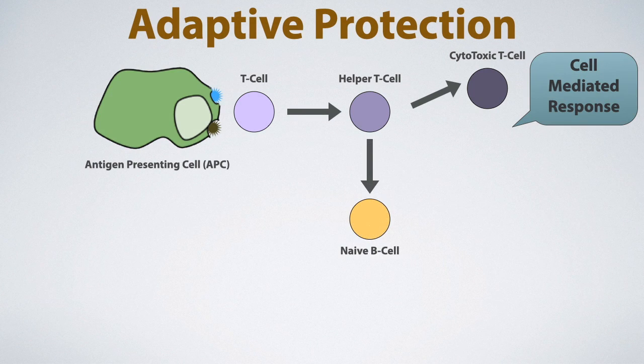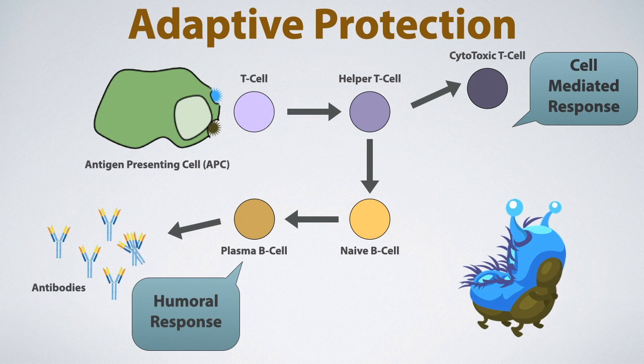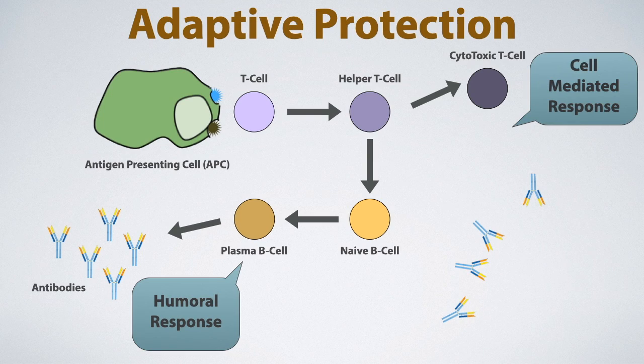The other type of adaptive immunity involves the humoral response. This process also involves helper T cells, which interact with naive B cells and stimulate plasma B cells. Plasma B cells produce what we know of as antibodies. Antibodies recognize and bind to specific antigens and flag either the antigen-containing foreign or host cells for destruction.